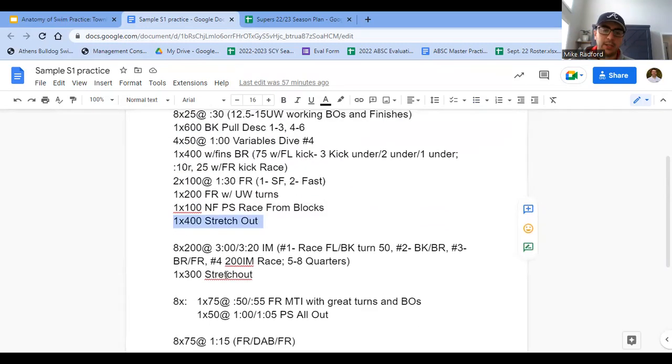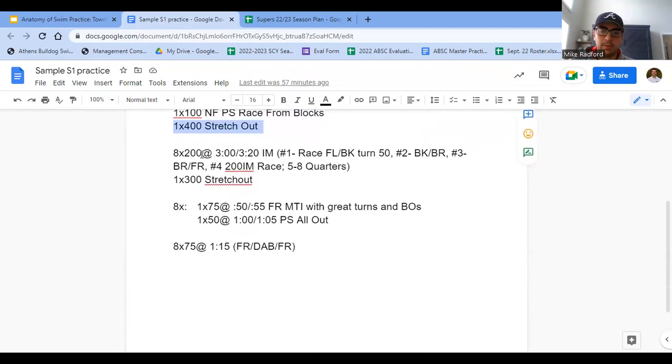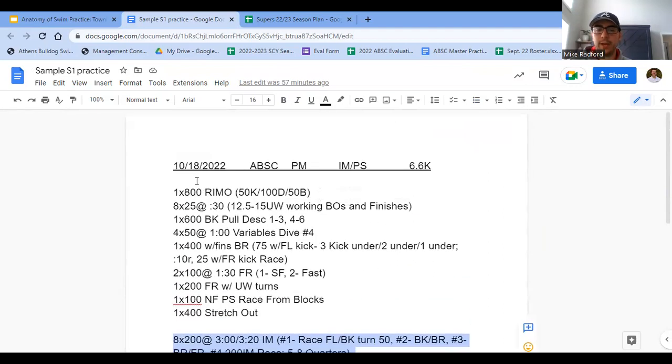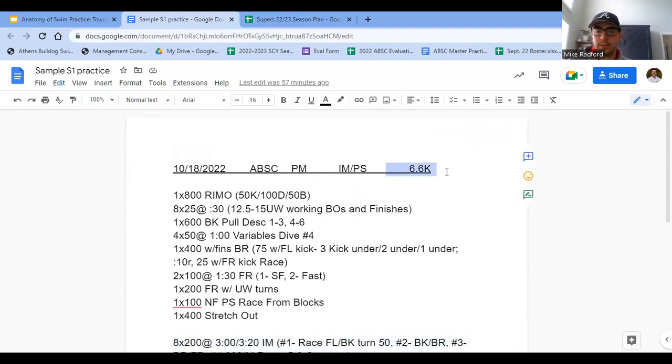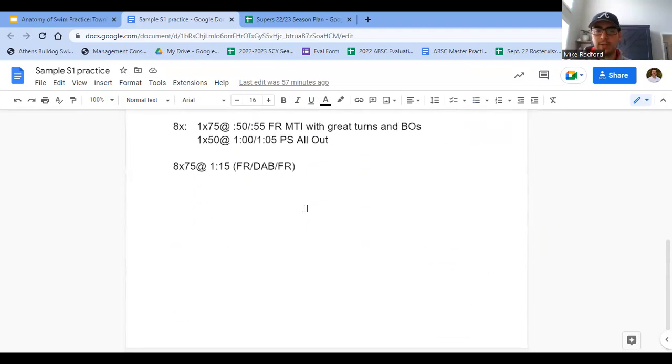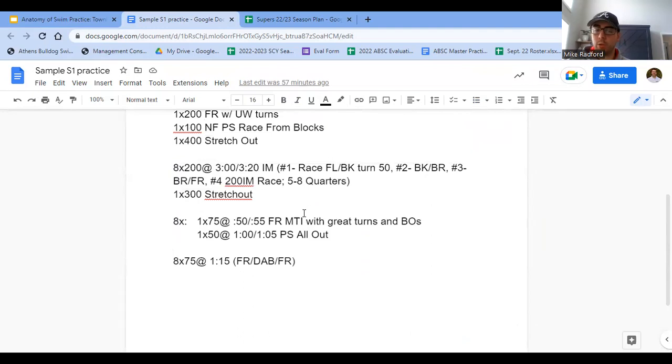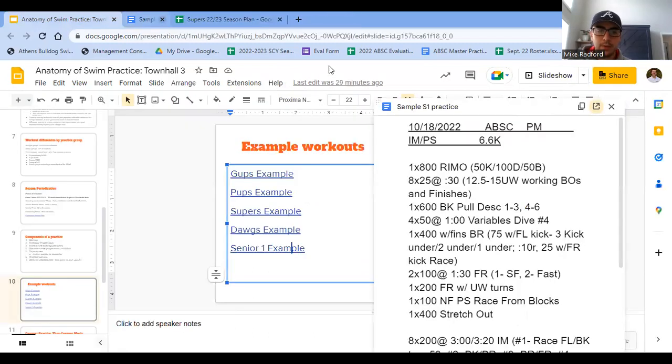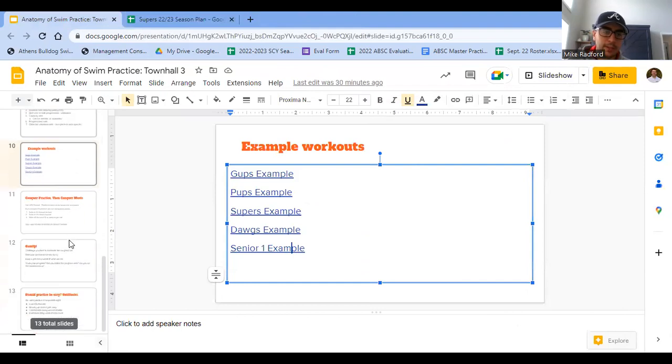After they do that, you get into the actual main set for the day, which is 8 200s. So you see the yardage really starts to add up in some of these groups, right? So the 6.6K, 6,600 yard practice, that's not the most they'll do. They'll do more than that sometimes, but that's definitely, I would say, a fair average representation of what they do on a daily basis in practice. So there's our sample practices.